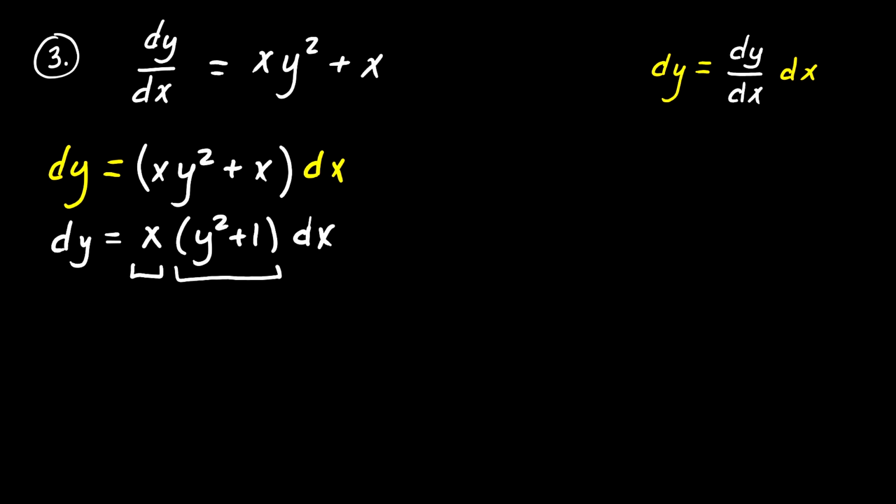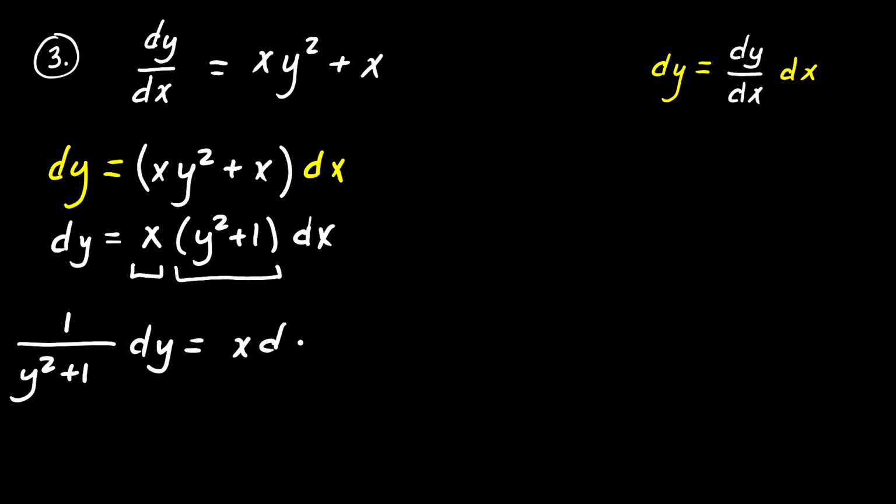So that's something to look for, rewriting it as a product of a function in terms of x and a separate one in terms of y. So we'll go ahead and divide that y squared plus 1 over. That leaves us with 1 over y squared plus 1 dy equaling x dx.